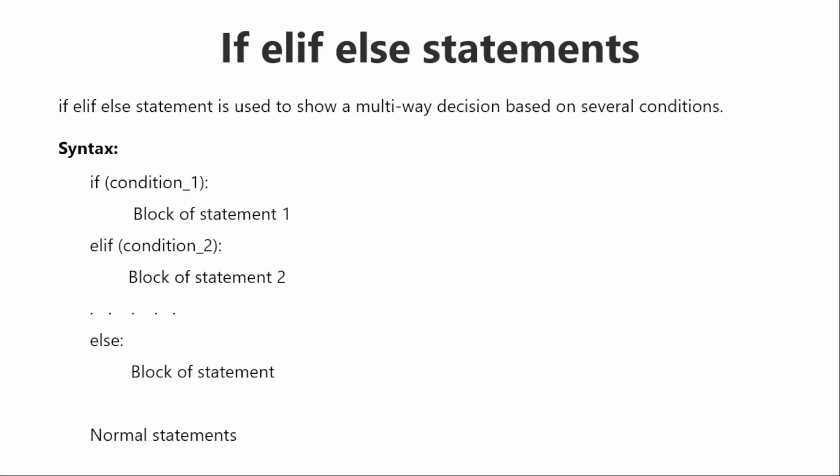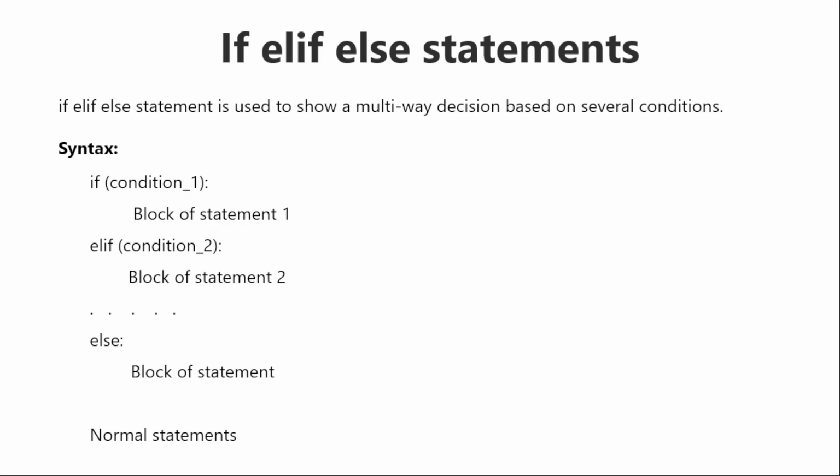if it evaluates true, then the block of statements will be printed. If condition 1 fails, then it will move to elif and check condition 2. If condition 2 is true, then block of statement 2 will be printed. In some cases, if condition 2 also fails, then it moves to else and prints the block of statements there. And finally, the normal statements will be printed when the program is executed.